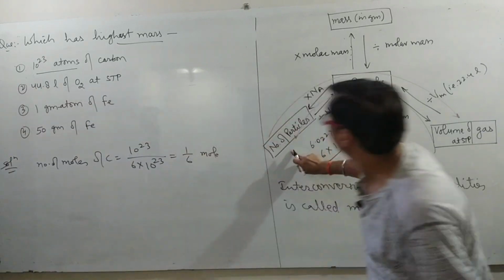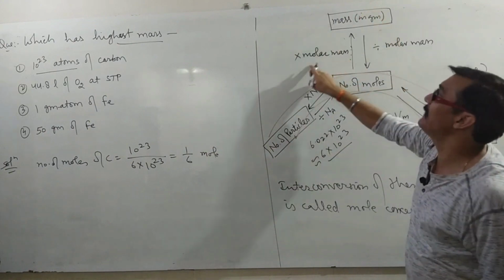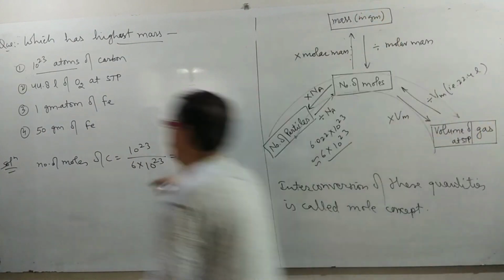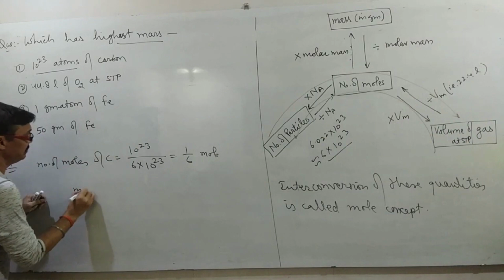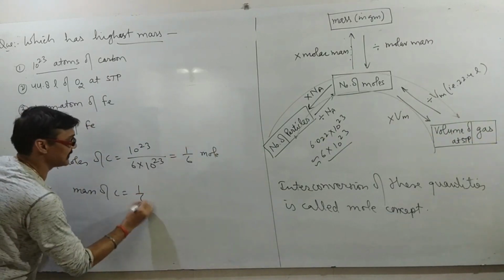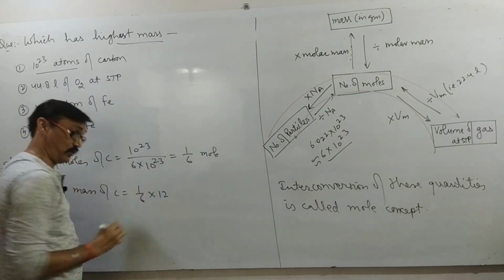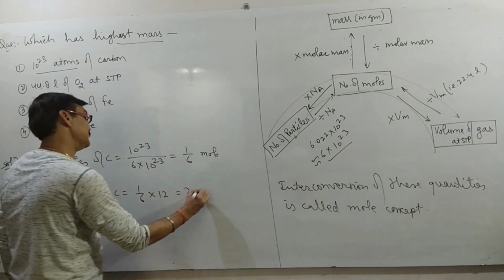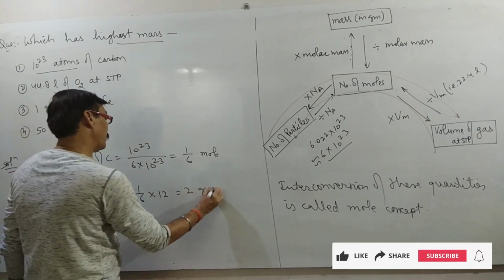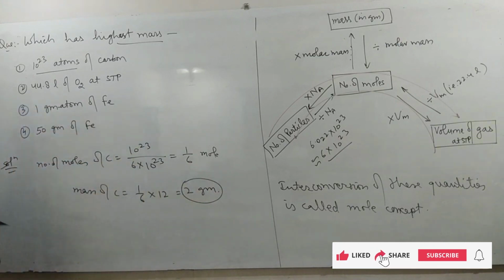Now mole can be changed into mass by multiplying by molar mass. So mass of carbon is number of moles, 1 by 6, into molar mass. Molar mass of carbon is 12 gram per mole, so it is 2 gram. The mass of carbon is 2 gram.